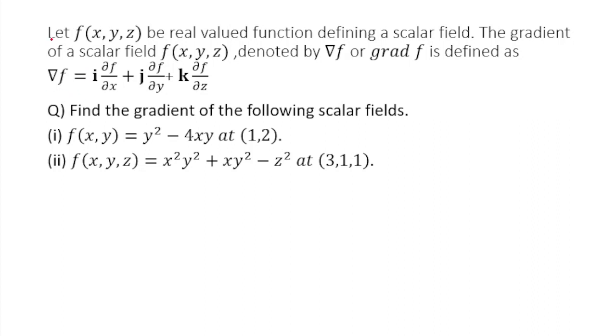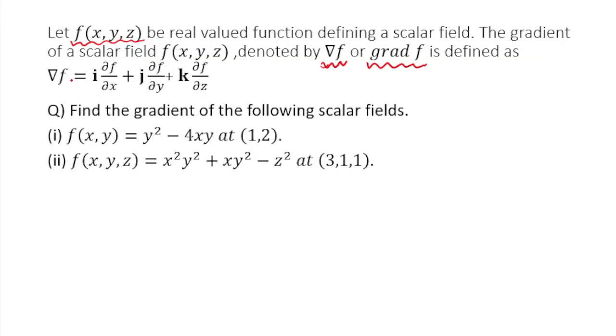So let's start. First of all, let's be clear about the definition of the gradient of a function. Let f of x, y, z be a real valued function defining a scalar field. So first of all, you need to understand that when I talk about the gradient of a function, I take a scalar field. So here I am taking f of x, y, z to be a real valued function which defines a scalar field. The gradient of a scalar field given by f is denoted by del f. So either I use this notation or I use this notation. And how is it defined?